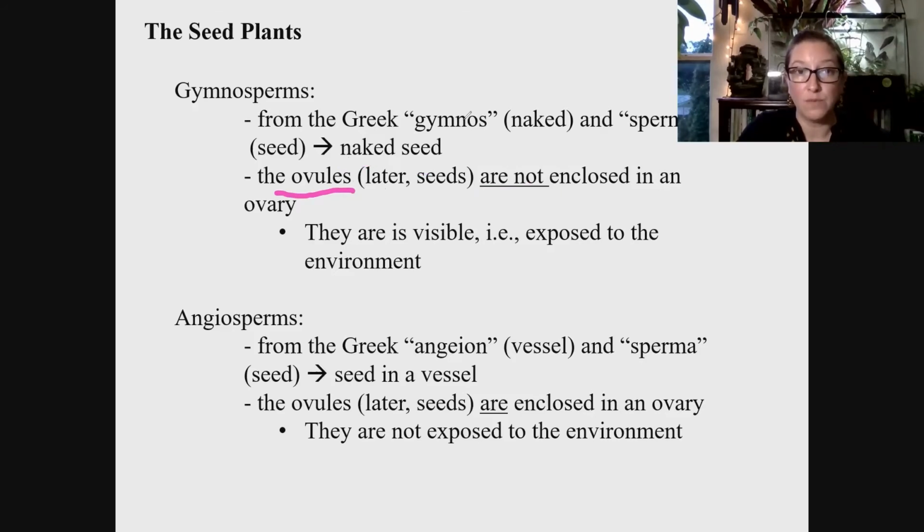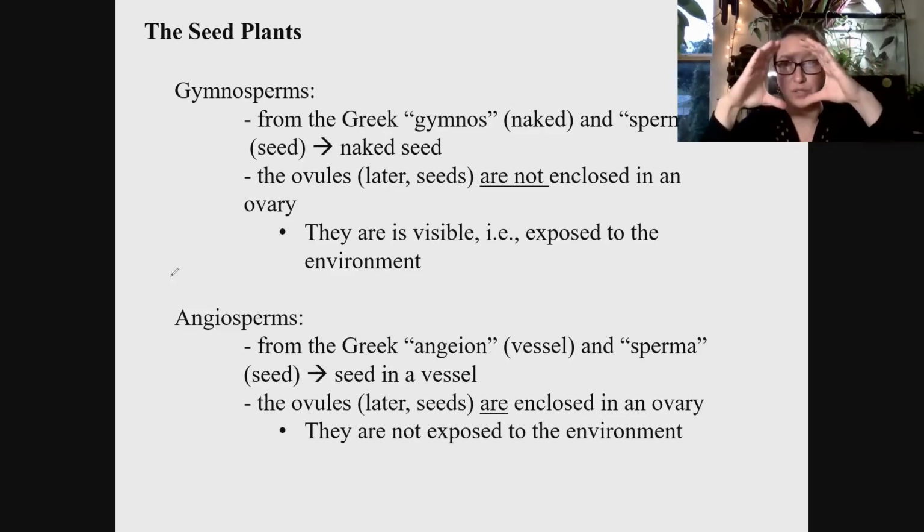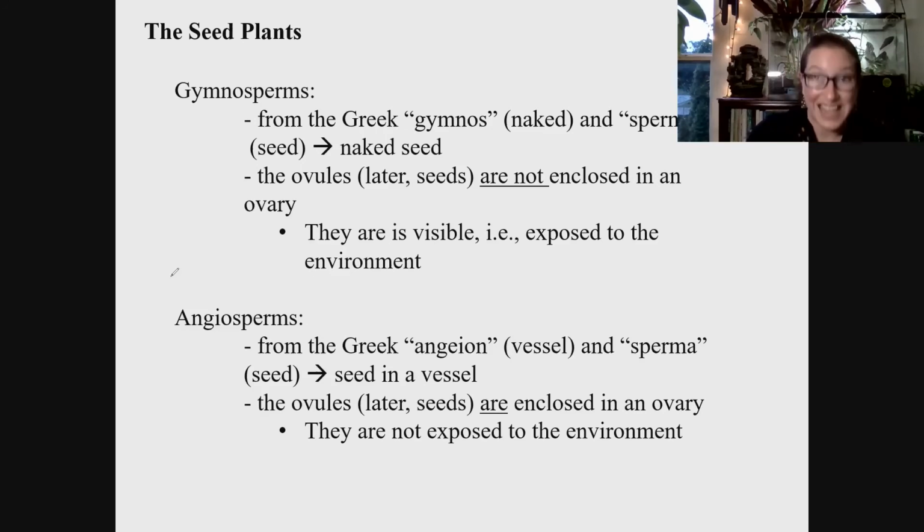So it's naked ovule, because the ovule is not enclosed in an ovary. So naked ovule, and then ultimately naked seed. Whereas in the angiosperms, angion means a vessel or a container, and sperma still refers to seed. So you have a seed in a vessel or a container. So in the angiosperms, which we'll learn about in the last class, the ovules and later the seeds, once the ovules are fertilized, are enclosed in an ovary. So they are not exposed to the environment. That's the difference between those two things.